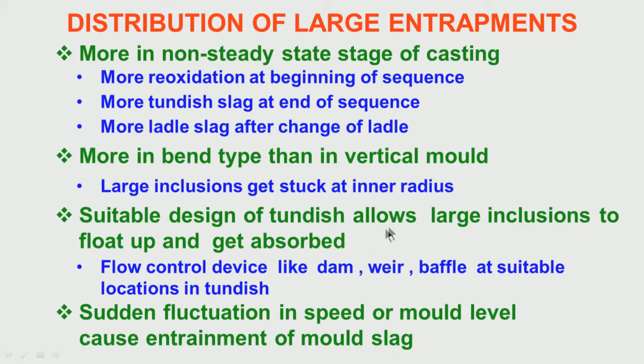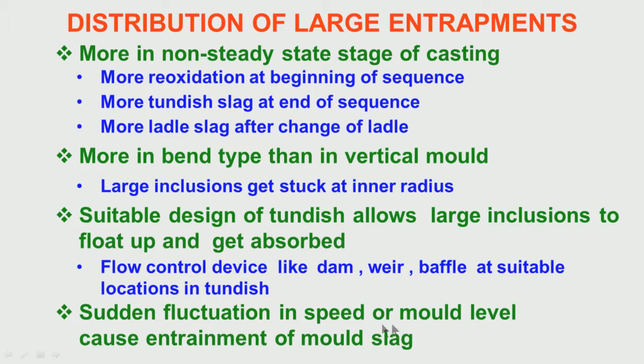Then the suitable design of tundish has to be done, so that these large inclusions float up and get absorbed by the slag. The design of tundish is very important, so that the residence time of liquid steel in the tundish is relatively high. It does not immediately go into the mold. So, during the high residence time they can float up and get absorbed by the slag. This is very important. So, flow control devices like dam, weir, baffle at suitable locations in the tundish are important. Refractory properties of the tundish and of the ladle are very important, so that they do not disintegrate and get entrapped in the liquid steel.